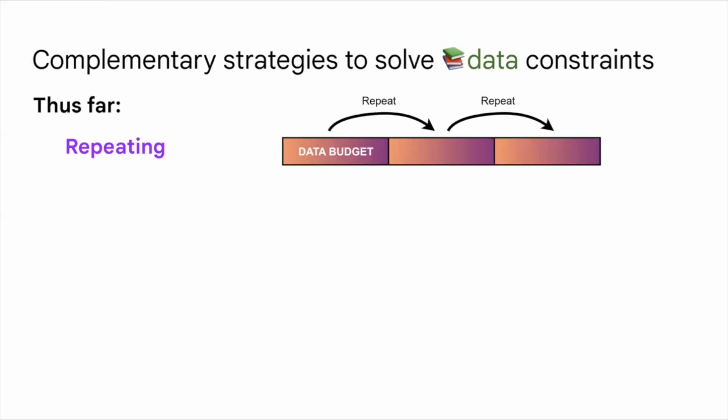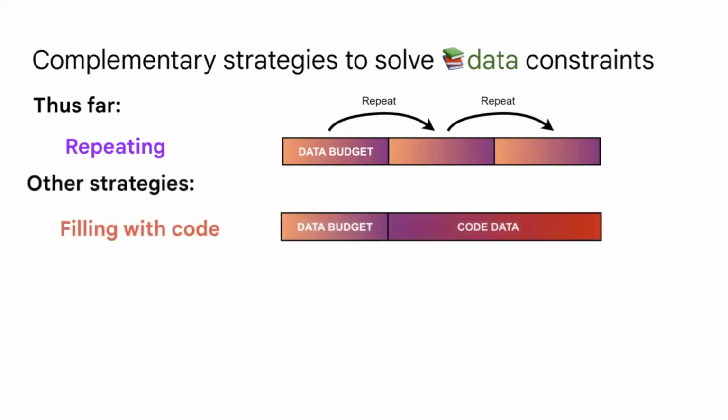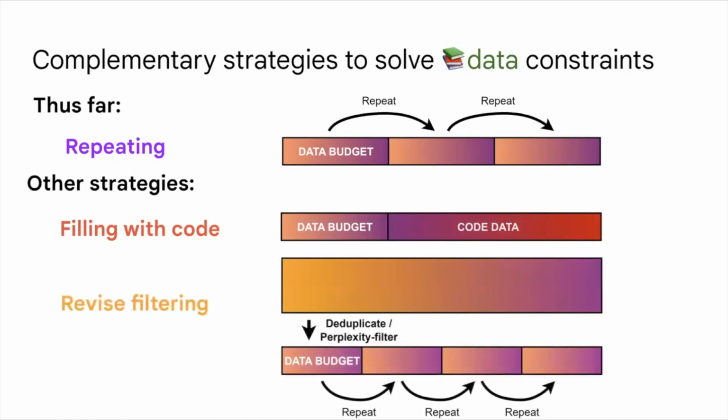And now we'll briefly look at 2 additional strategies for solving data constraints. The first one is filling the missing data with code. So instead of repeating your data budget, you're just adding code from those trillions of tokens on GitHub that we discussed. And another strategy we'll look at is changing existing filtering strategies. So it's very common to filter those large web crawls. However, this can limit the available data a lot. So we look at if it's really worthwhile.